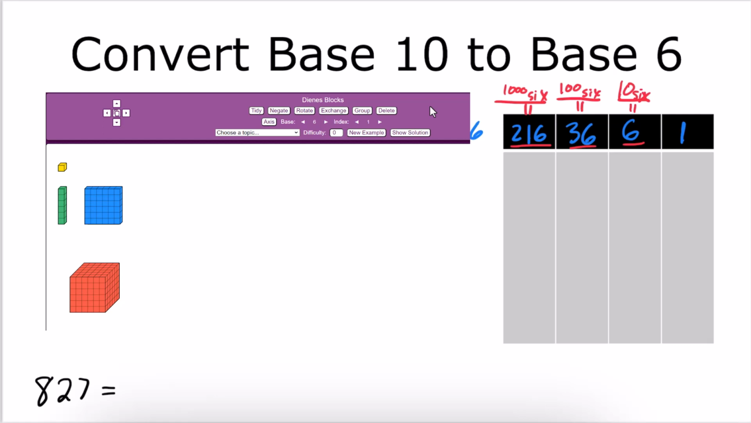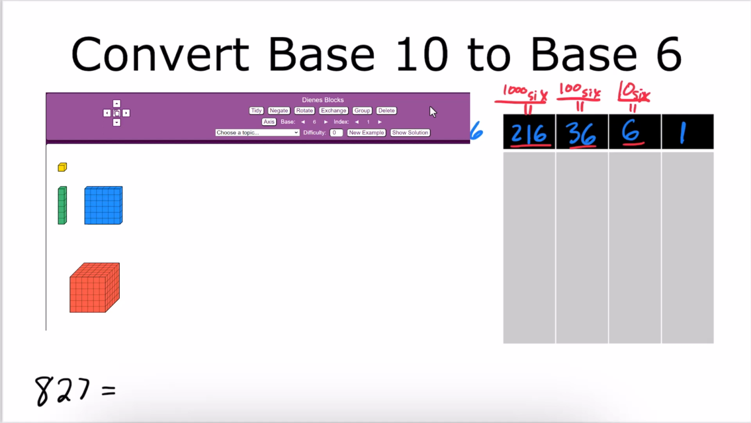So if I want to change the number 827 in base 10 into base 6, I basically need to figure out how many of each place value I have in base 6. So remember the number 827 represents having 827 blocks. And so that amount needs to be broken up into these place values that we have in base 6.